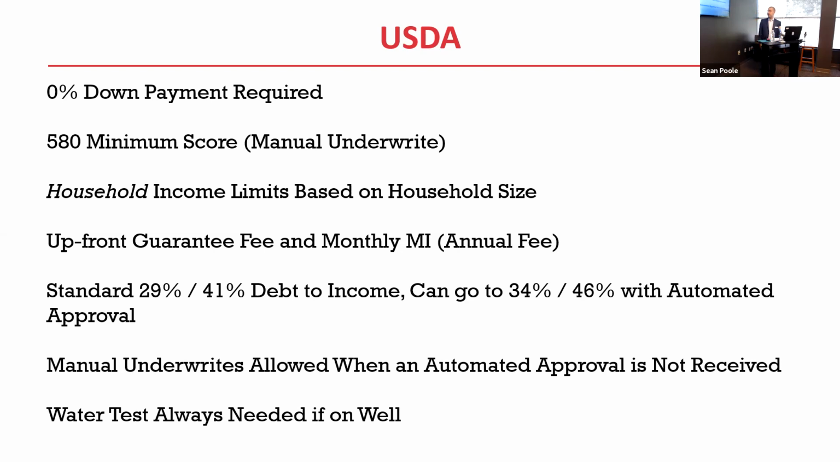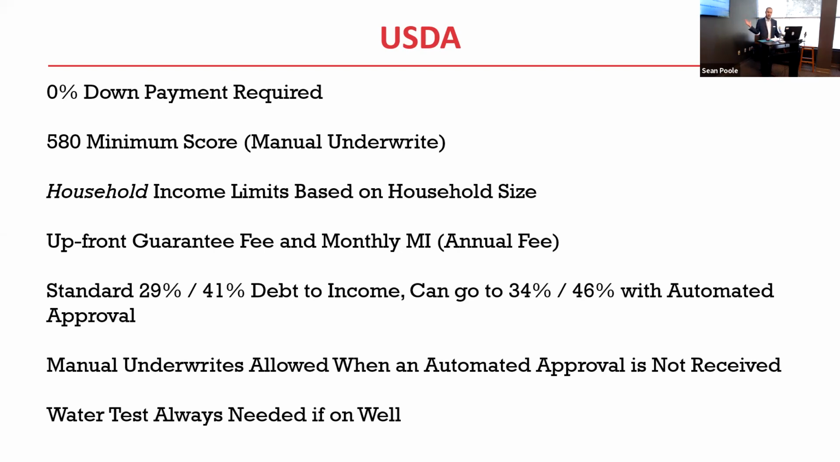Again, it's a 580 minimum credit score. Most lenders don't go down to 580. We do. 580 is a manual underwrite. Usually below a 640 to 660, you won't get an automated approval. So you have to have a manual underwrite right below 640.